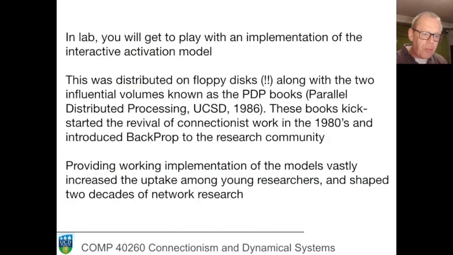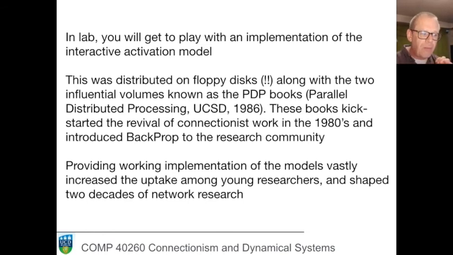The general class of model here is called the interactive activation model. And in the laboratory, we'll be getting to play with one of these IA models. In fact, the one we'll be playing with was very influential. It's neither of the two we've just looked at. But it was distributed on floppy disks with a set of books, which we'll come back to later. These are called the PDP books. They were published in 1986, and they introduced backpropagation. And this book series single-handedly kicked off the second wave of connectionism that we'll be dealing with.